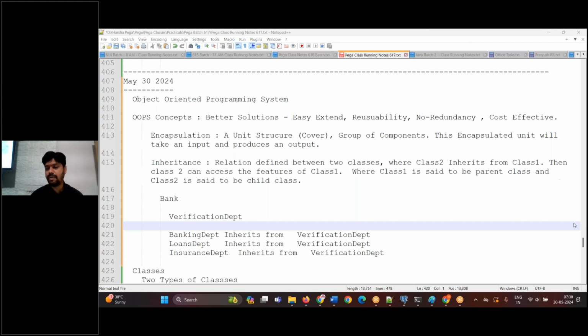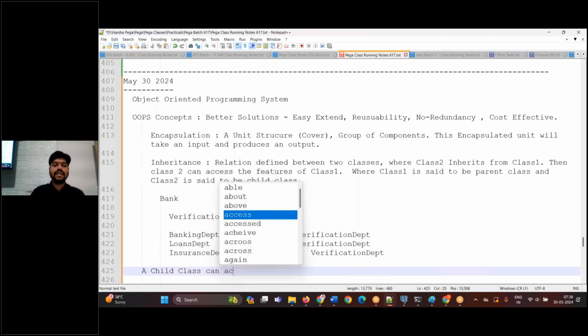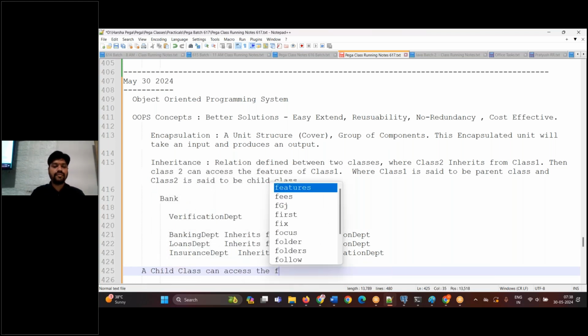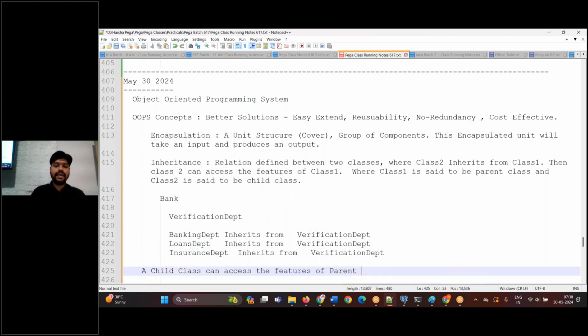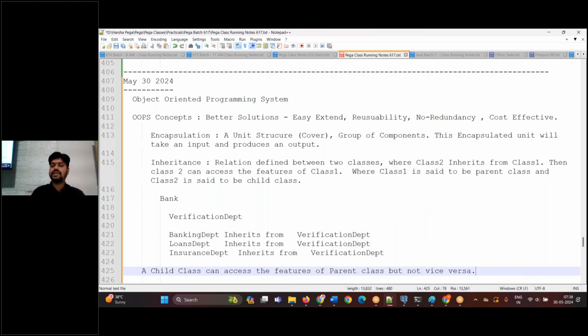Okay, I'll add a little bit more about inheritance. Okay, now look at here. See, in the inheritance concept, technology has certain restrictions. That is, a child class can access the features of parent, but not vice versa. Okay, I'll add that point. A child class can access the features of parent class, but not vice versa. Make sense? Clear, everyone? Reverse is not possible.